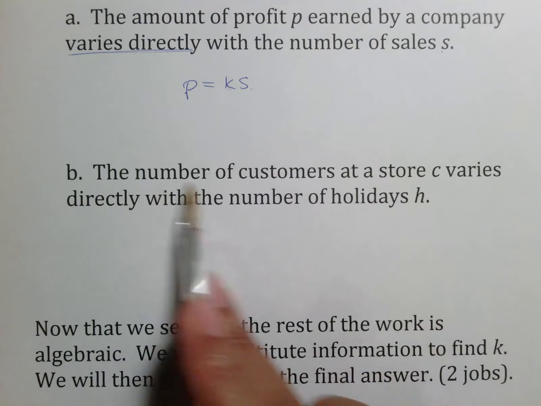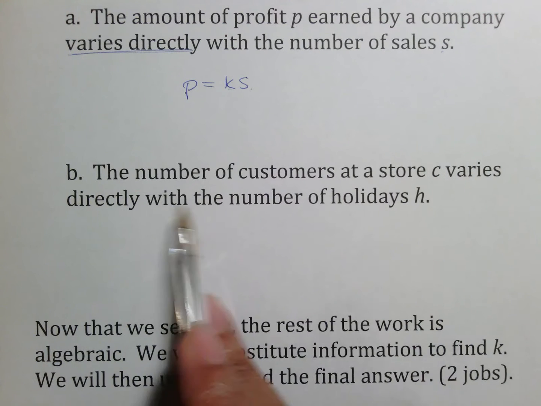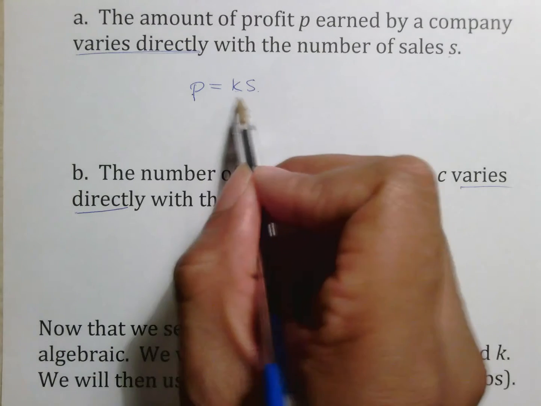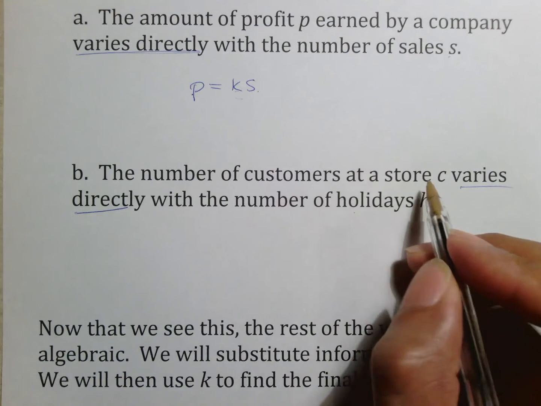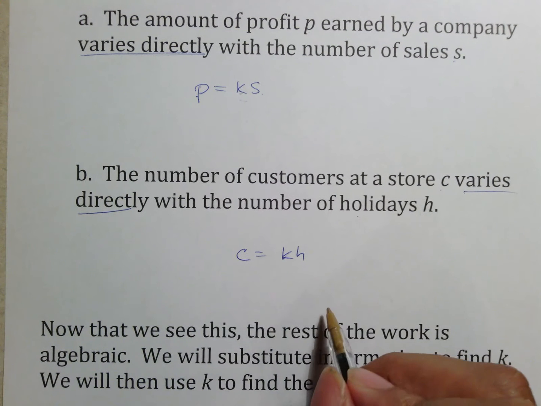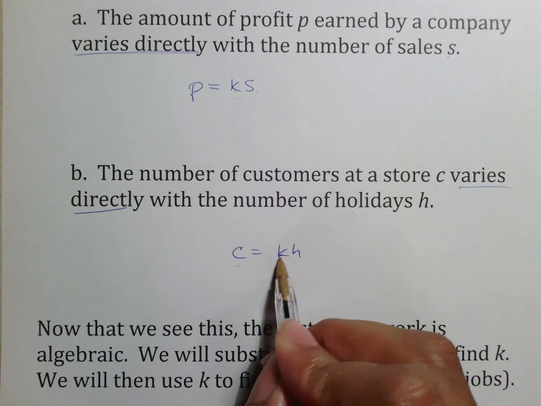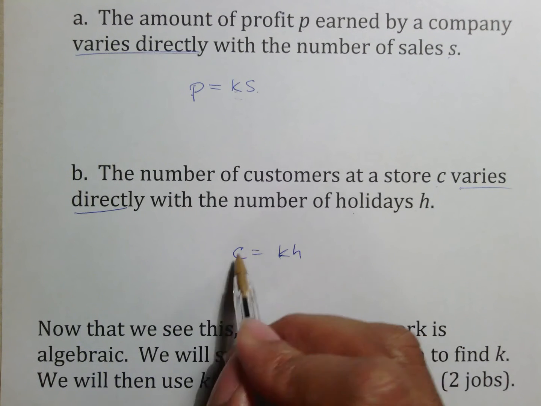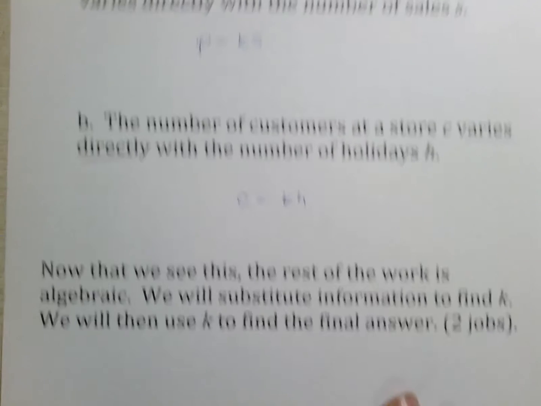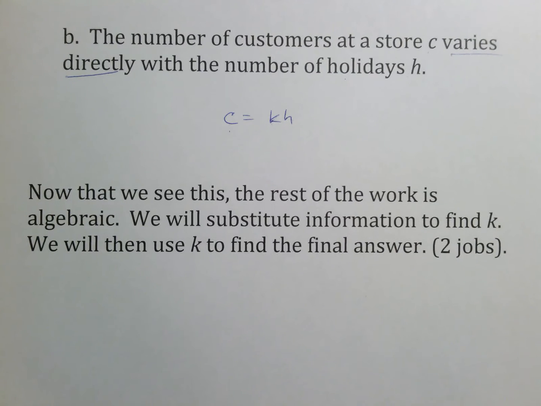If I saw the number of customers at a store C varies directly with the number of holidays H, again, once I see varies directly, it means that I have a constant of variation, and so I would say C equals kH, because the customers vary directly with the number of holidays. So now that we see this, the rest of the work is algebraic. We will substitute information to find k. We will then use k to find the answer. That is your two jobs.